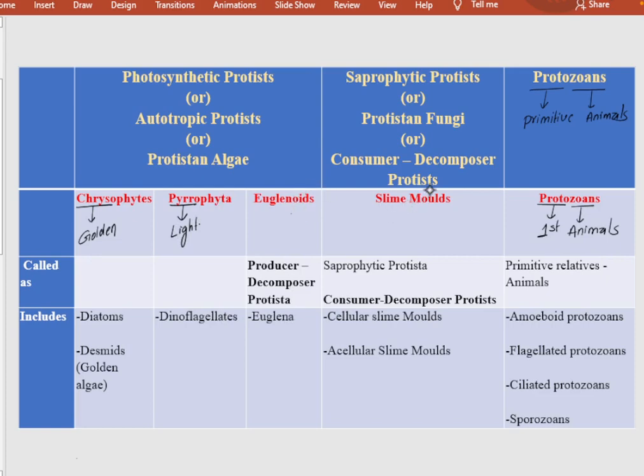Euglenoids. Slime molds will come under consumer decomposer. They are the protistan fungi, which means they are the ancestors. These protistan are acting as ancestors for fungi. They are saprophytic because fungi are also saprophytic. Protozoans are primitive animals. Okay. Proto means primitive, zoans means animals. 4 classes are there: amoeboid, flagellated, ciliated and sporozoans. In the slime molds, cellular and acellular are there.